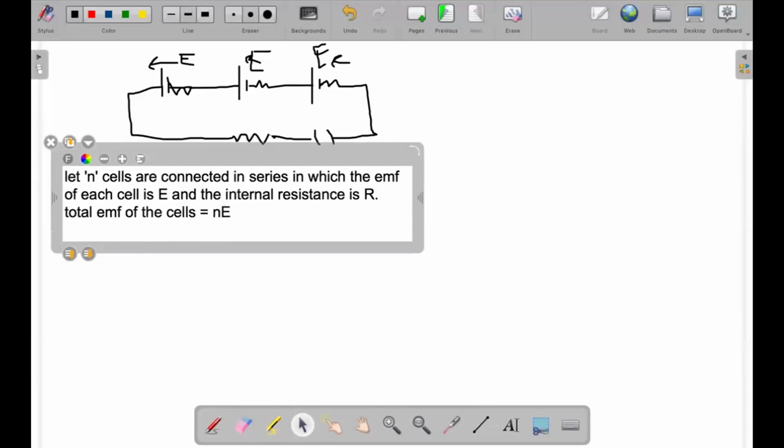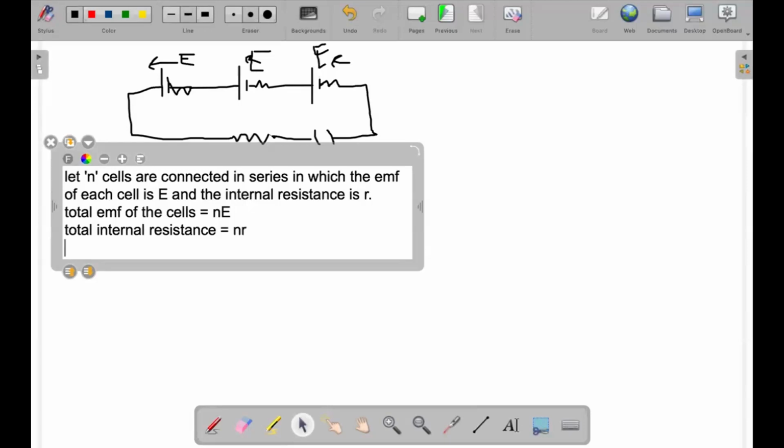And total internal resistance, because these cells are connected in series, so the internal resistance of each cell is r. Total internal resistance will be equal to N times r, right. So total resistance we have is the external resistance R plus the total internal resistance N r, fine.